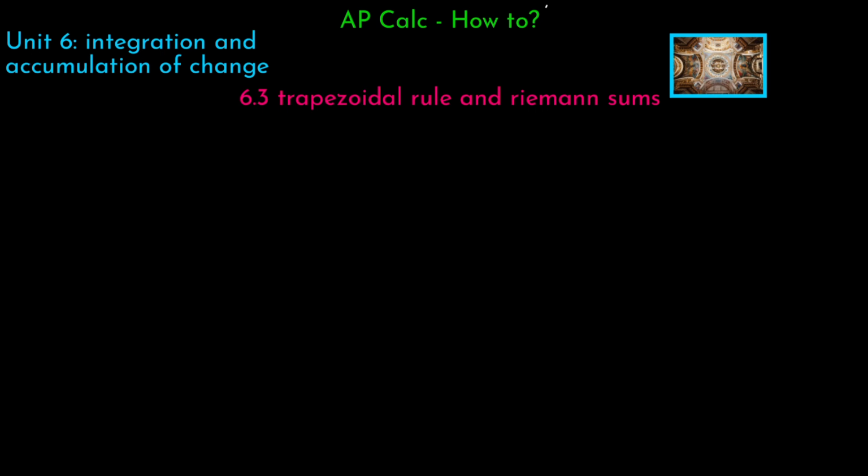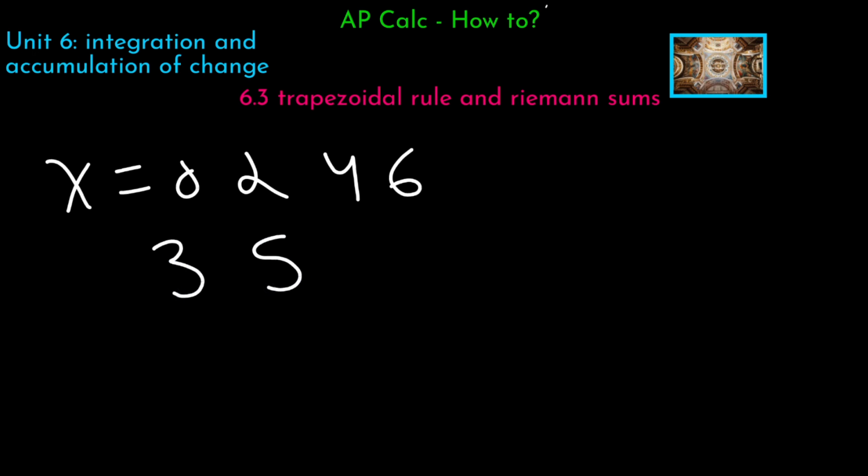Example number 1. You're given values of f of x at x equals 0, 2, 4, and 6. f of 0 equals 3, f of 2 equals 5, f of 4 equals 6, and f of 6 equals 7. Use the trapezoidal rule with 3 sub-intervals. Let's say delta x equals 2, which it does. Apply this formula.